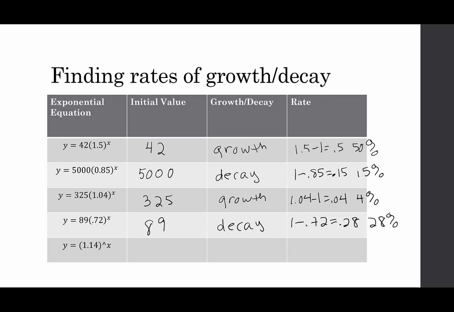The last one, y equals 1.14 to the x. Now notice, the initial value, we don't see a number in front of the 1.14 to the x. That means the initial value was 1. And then what is it doing? It's growing, so we're going to say that's a growth. Then to get the growth rate, we do 1.14 minus 1, which is 0.14, which becomes 14%.